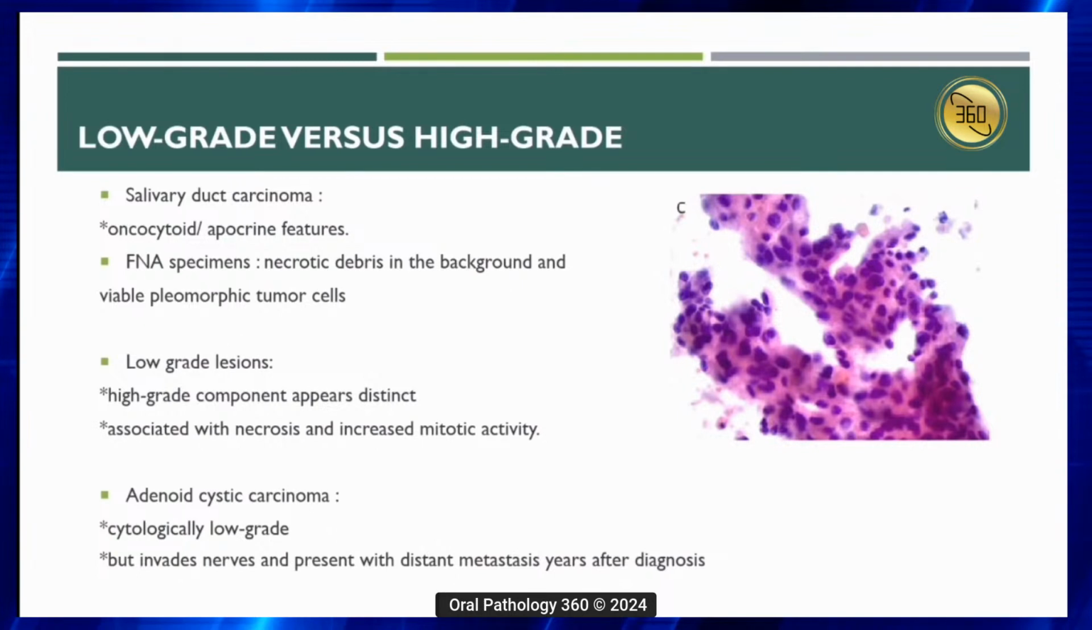For example, salivary duct carcinoma is a high-grade neoplasm which is composed of pleomorphic tumor cells. In contrast, adenoid cystic carcinoma is cytologically low-grade but has an aggressive behavior. You should also keep in mind that low-grade lesions can undergo high-grade transformation, which is associated with necrosis and high mitotic activity.